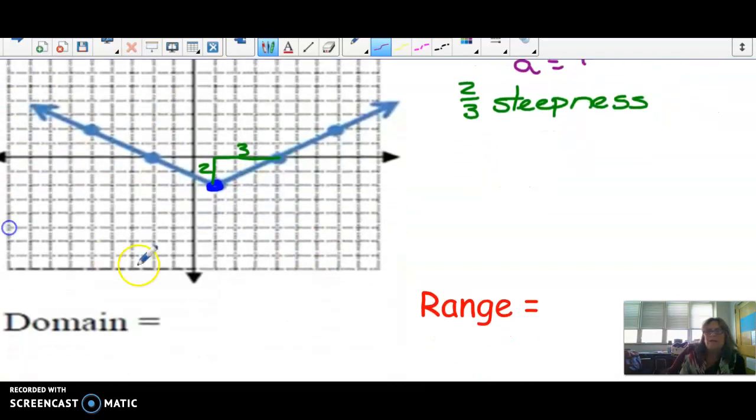My domain, it continues to go left and right. So it's all real numbers. But my range starts here at negative 2 and it goes up. So y is greater than or equal to negative 2.